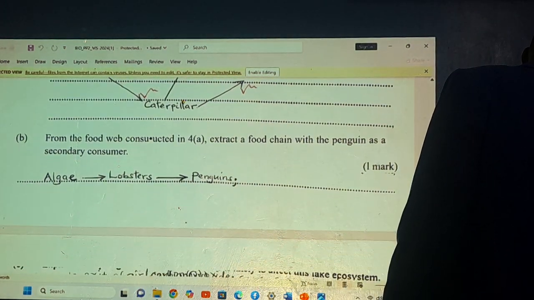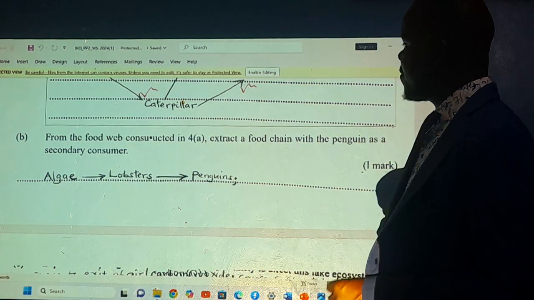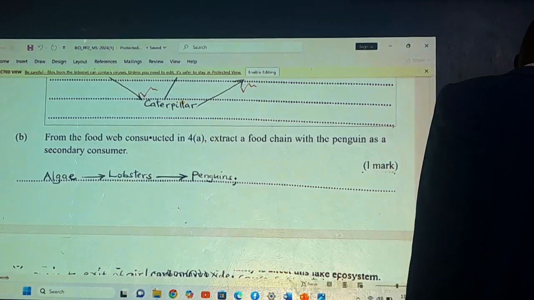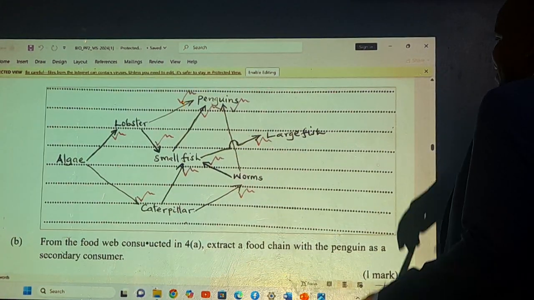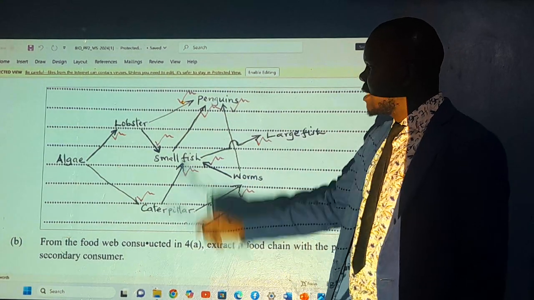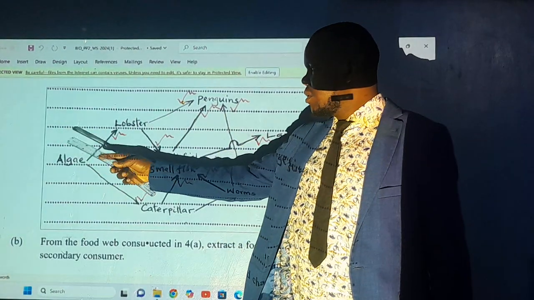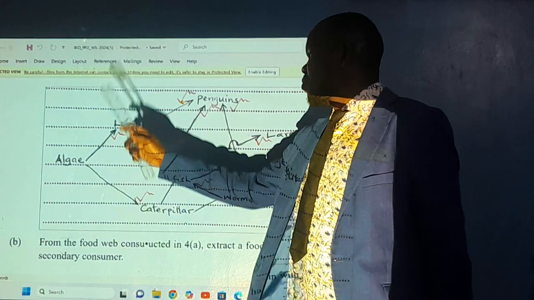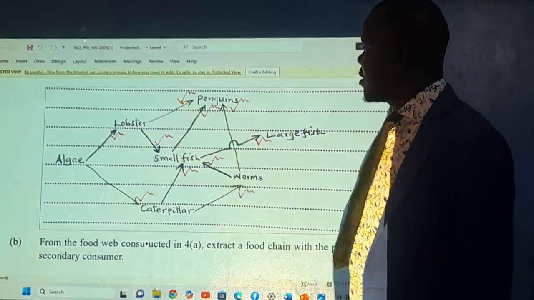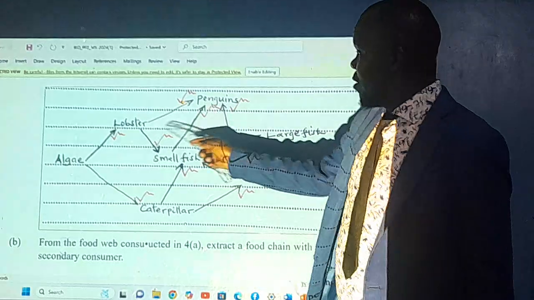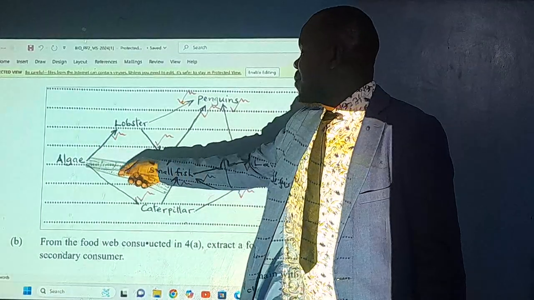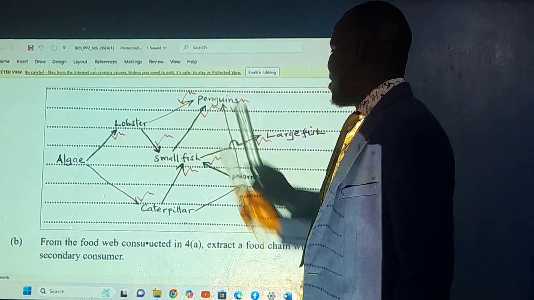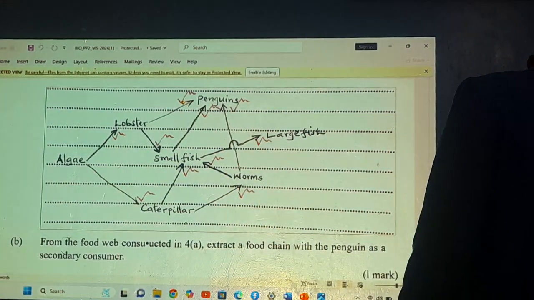It was very simple. From the food web, construct in 4A a food chain in which penguins are a secondary consumer. We are speaking about penguins as a secondary consumer. Producer, primary, secondary consumer. So it's just algae, lobster, and penguins. Going the other way around would be a long chain, because it would be producer, primary, secondary, tertiary. So it's just this one: algae, lobster, and penguins. That was it.